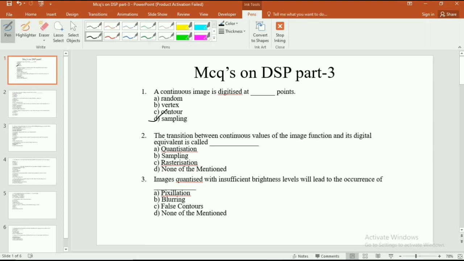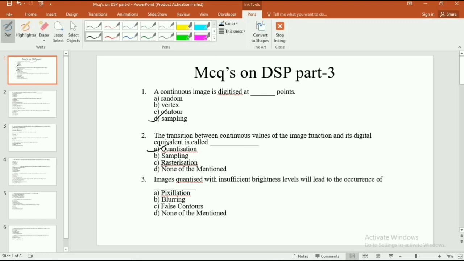Question number 2: the transition between continuous values of the image function and its digital equivalent is called as? Option number A quantization, option number B sampling, option number C rasterization, and option number D none of the mentioned. And the answer is option number A, quantization.